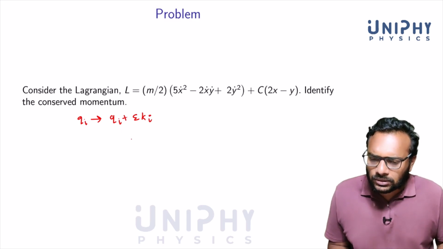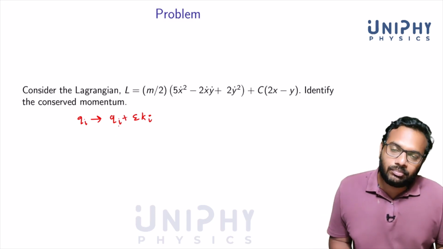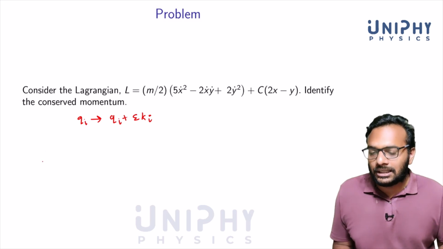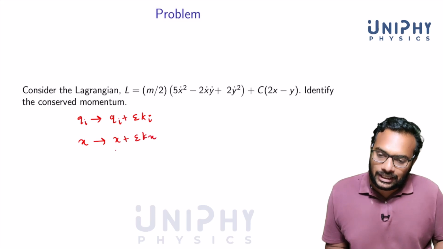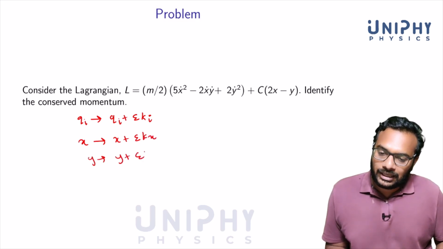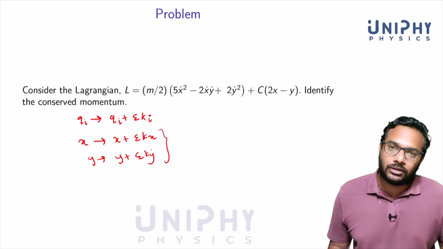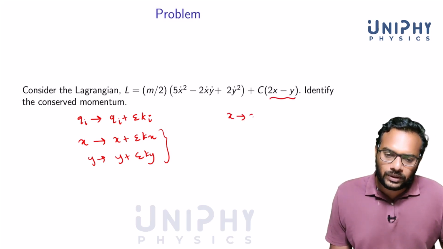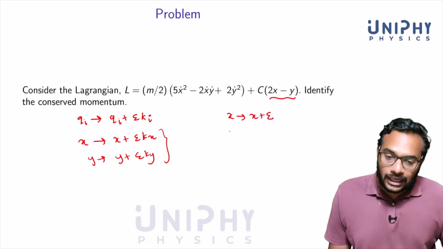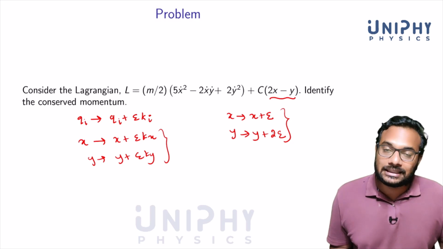this means that we can change all the coordinates at the same time, and the combined transformation of all these coordinates can lead to a symmetry transformation. For example, we can do x going to x plus epsilon kx and y going to y plus epsilon ky. We can make two different transformations to x and y and see if it is a symmetry of this Lagrangian. By inspection, we see that if we make x going to x plus epsilon, and then y going to y plus 2 epsilon, then this combined transformation is a symmetry transformation.